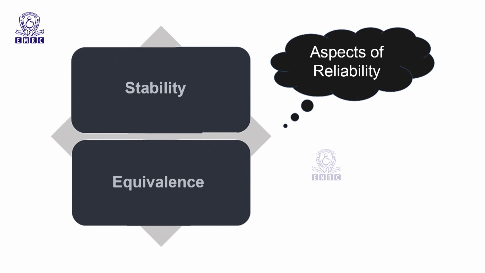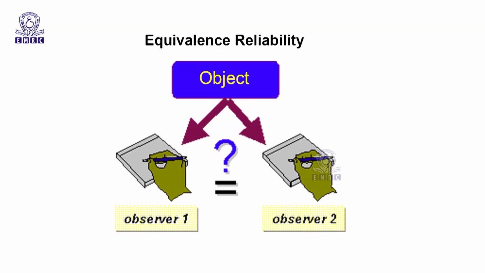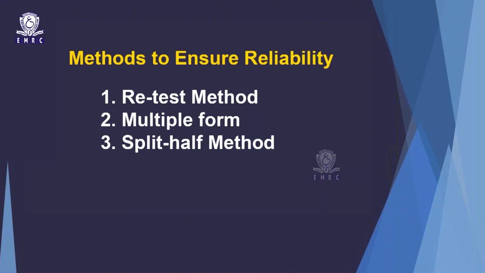The stability aspect is concerned with securing consistent results with repeated measurements of the same person and with the same instrument. The equivalence aspect considers how much error may get introduced by different investigators or different samples of items being studied. A good way to test for the equivalence of measurements by two investigators is to compare their observations of the same events. There are three methods to ensure reliability. They are test-retest method, multiple form and split half method.